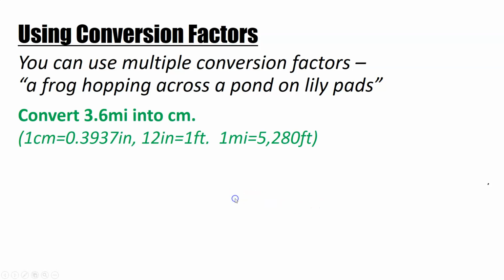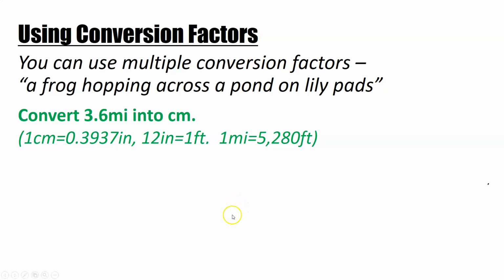So for an example, if I want to convert 3.6 miles into centimeters, I personally am way too lazy to memorize how many centimeters are in a mile. I just don't have time for that. But I have over the years memorized some of the conversion factors that I use more often. Or maybe you have a list of conversion factors that you can look at.